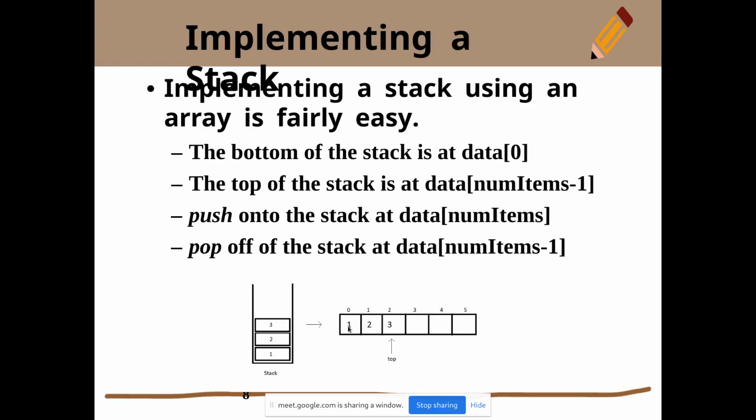So when I put 1 inside it, the top variable will be on 1. When I put 2 inside it, then the top variable will be at 2. And when I put 3, then it will be at 3, and it will keep on growing. And suppose I want to remove this 3, then what I will do is I will just change this value to something else. Suppose I change it to, let's say, -1, and then I will decrease this top variable, top minus minus. So in this way I can implement the stack data structure using an array.